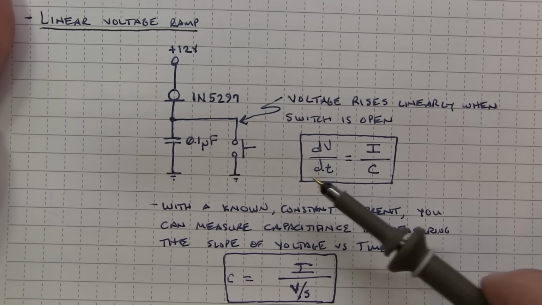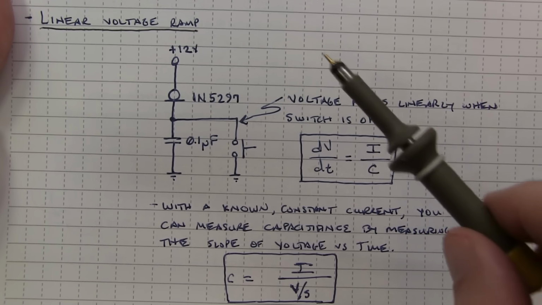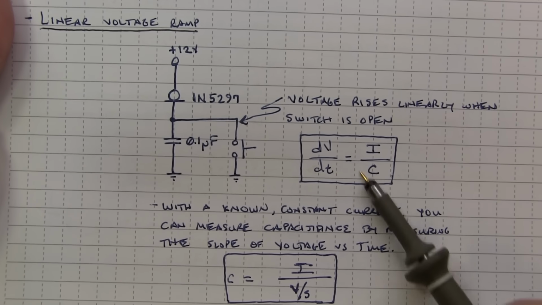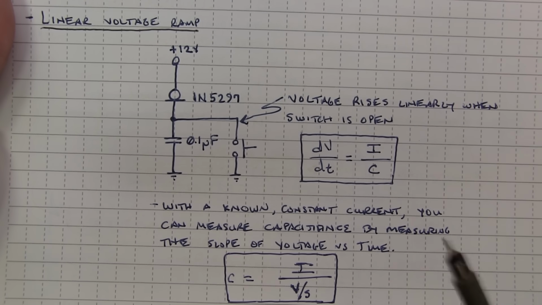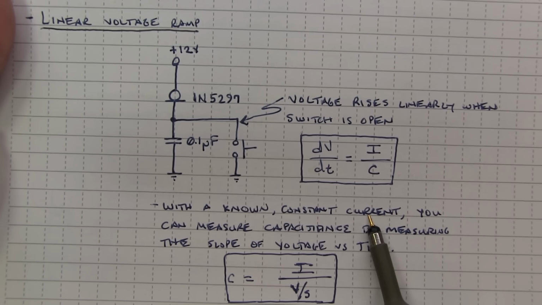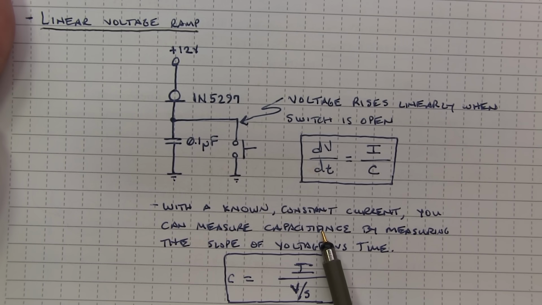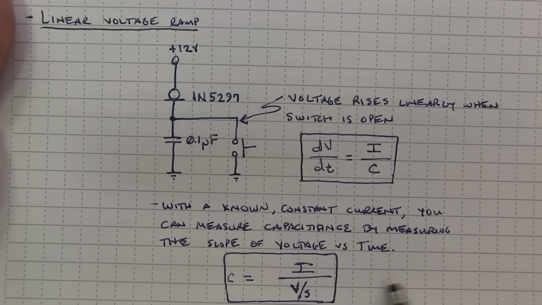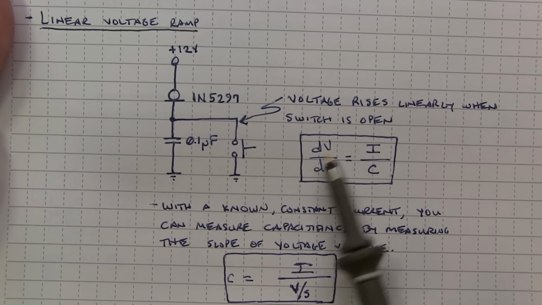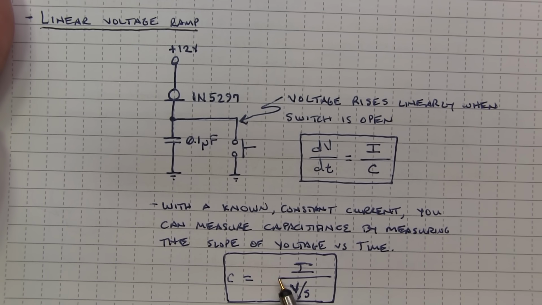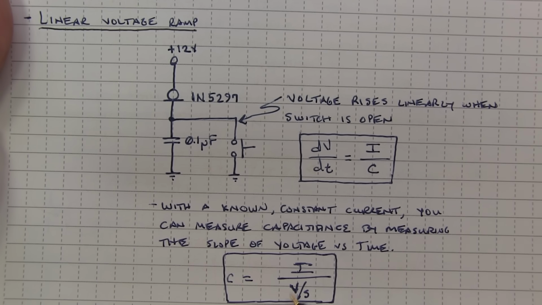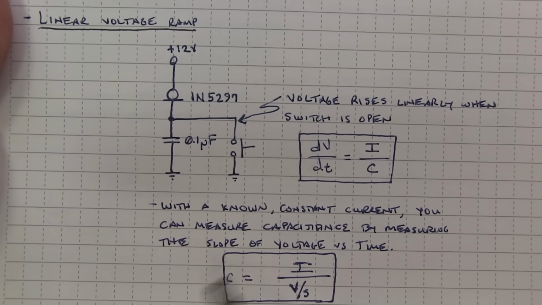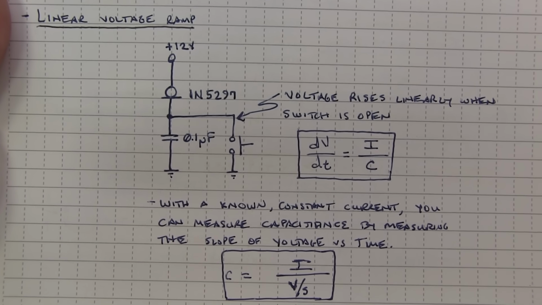So we can look at the slope of that charging or discharging characteristic and determine it by these two parameters only. What that means is, with a known constant current, you can actually measure capacitance by measuring the slope of that voltage versus time. It's just rearranging this equation. All we do is take that known current and divide it by the measured slope of that line, the volts per second, and get the capacitor value. Let's take a look at that.